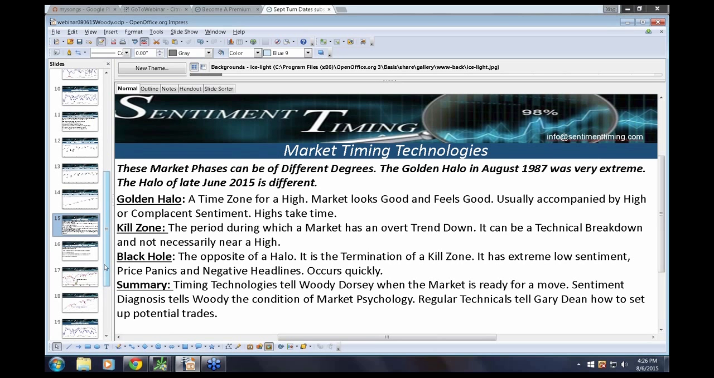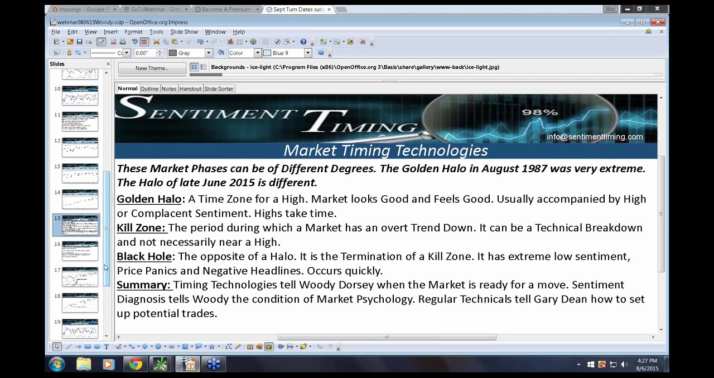Now, one of the things that I'm talking about here is that it looks like we actually have a series of minor golden halos, including the June 22nd high and now the July 20th high, where things look really great. The market looked like it's making new highs. Technology made new highs. Greece is okay. China is okay. Everything is okay. You get some high sentiment, but you're also seeing divergence.